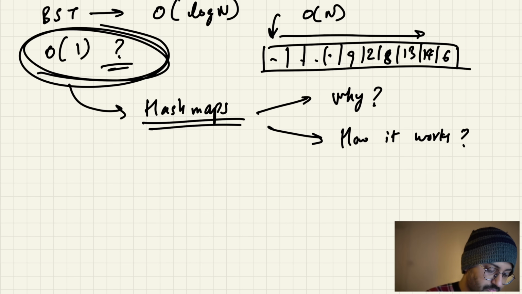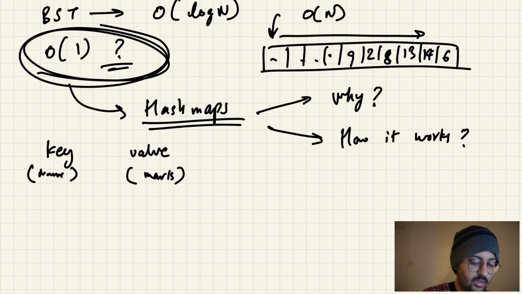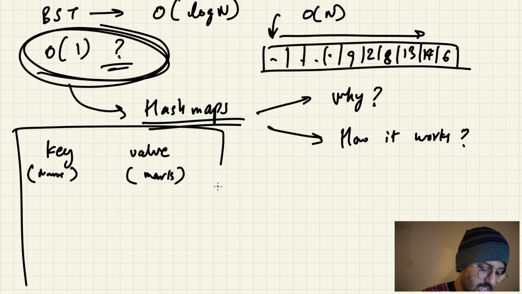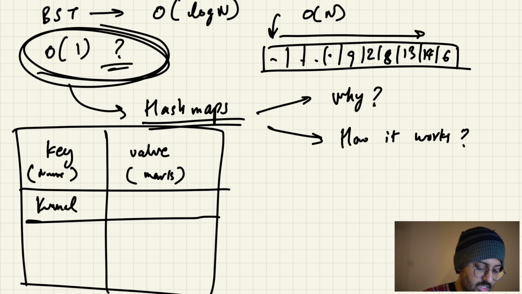So the structure of a hash map is sort of like this. You have key value pairs, you have a key and you have a value. So for example, key represents the name, value represents the marks. For example, this is, let's say, what a hash map is. Key value pairs. One entry in the hash map is Kunal. Kunal is one of the keys. Value is 88.